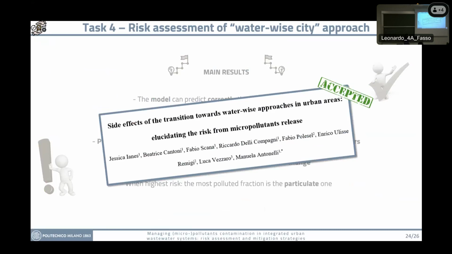This work was submitted and accepted, so hopefully we will soon publish it.